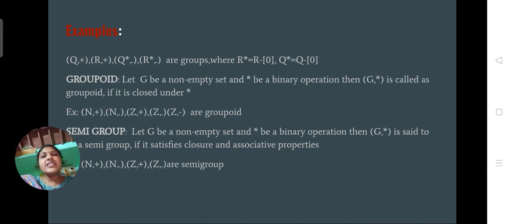And the next definition is semi-group. Semi-group means if we take any non-empty set G and star is a binary operation, then that set is called a semi-group if it satisfies closure and associative. That means if any set satisfies closure and associative properties, then that set is called a semi-group. Examples are N comma plus, N comma dot, Z comma plus, Z comma dot. These are all semi-groups. So groupoid means the set satisfies only the closure property; next, semi-group means the set satisfies closure and associative properties.